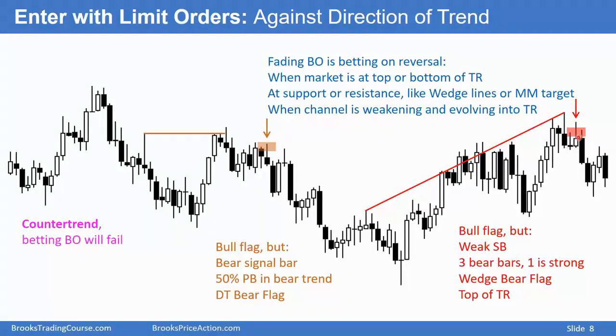Some bears will sell at the high of this bar, betting against a successful bull breakout, and instead betting the bull breakout will fail and that this will become a trading range. They're betting against a successful breakout and continuation of this bull trend. They're trading counter trend with a limit order, selling at the top of a rally.